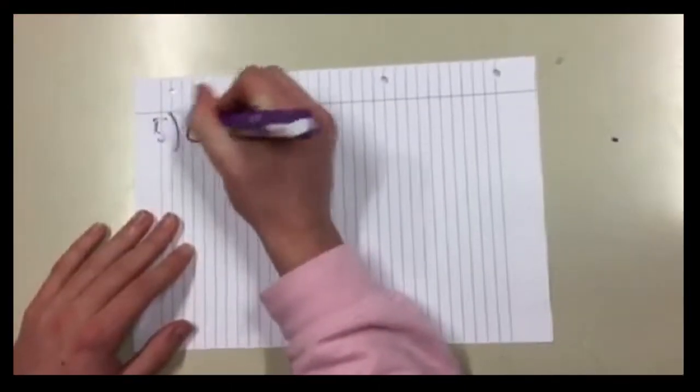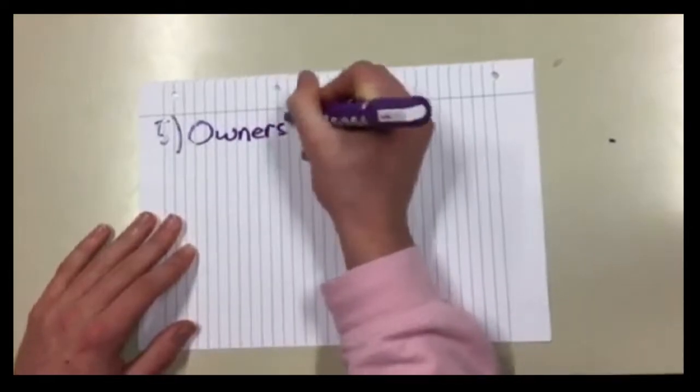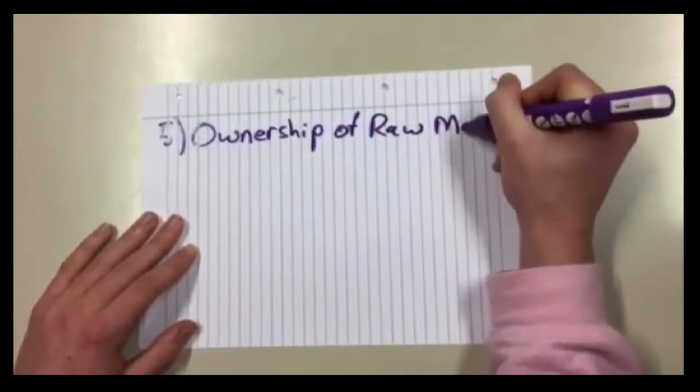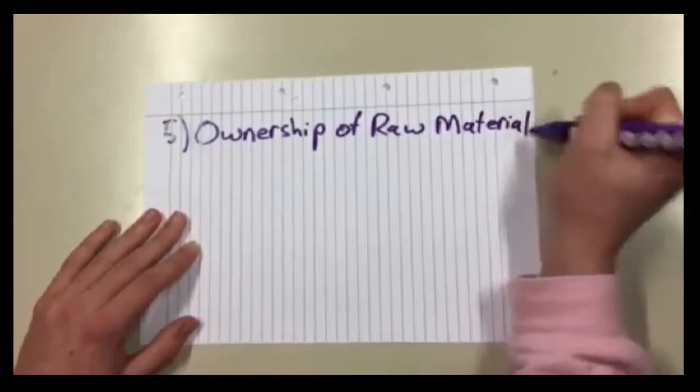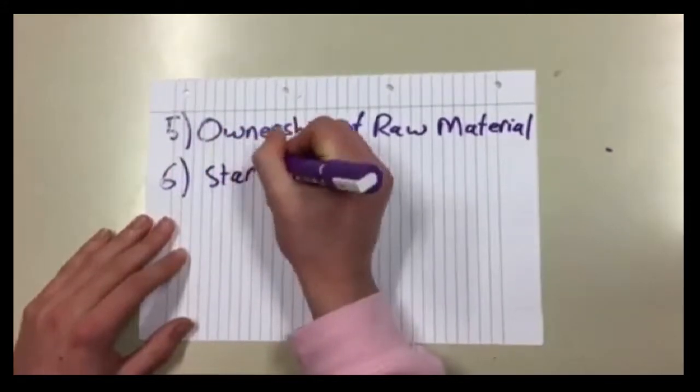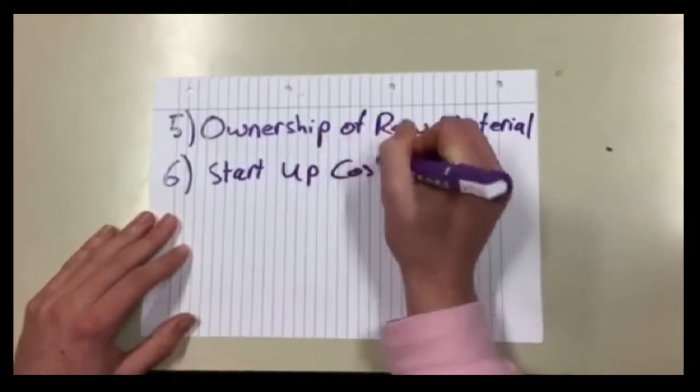4. Ownership of raw material. If a firm acquires the sole rights to raw materials, it is a monopoly. For example, De Beers Diamonds controlled 80% of the diamond mines in South Africa. High startup costs are another barrier to entry, as they may prevent smaller firms entering the market. Only the wealthiest can survive.